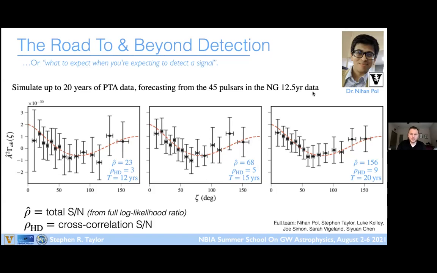And this is work that was led by Dr. Nihan Pol, who's a postdoctoral fellow at Vanderbilt in my research group. We also have lots of other colleagues here that contributed to this. I can't list everyone, but we had input from lots of members in NANOGrav. Andrew, go ahead.